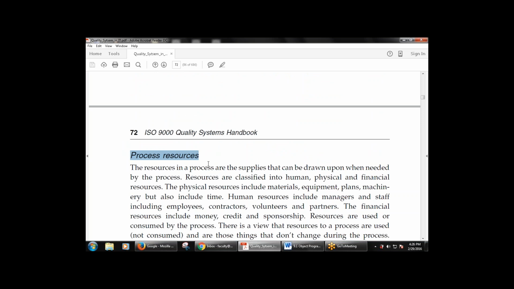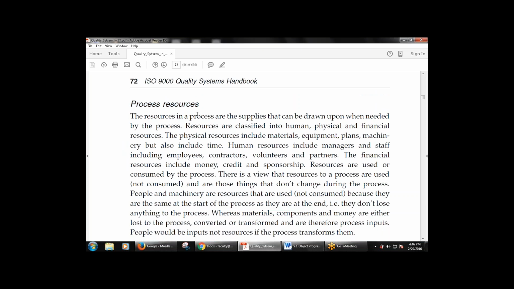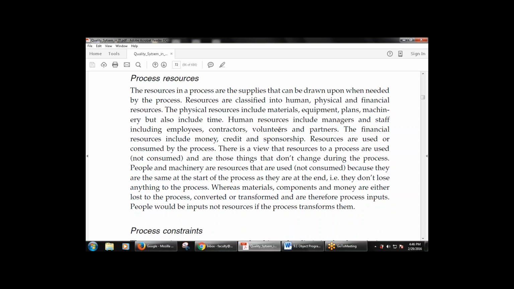Then there are process resources that can be drawn upon whenever required by the process. So whatever resources we are given, those are known as the process resources. So what are the various resources required for process management? The resources in a process are the supplies that can be drawn upon when needed by the process. Whatever is needed by the process is supplied by the process management. And resources are classified into human, physical, and financial resources.